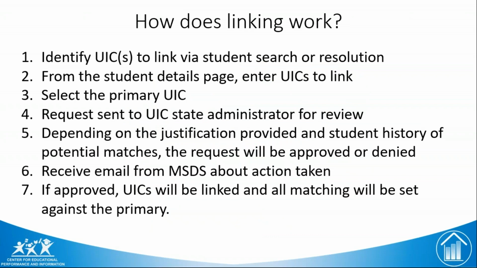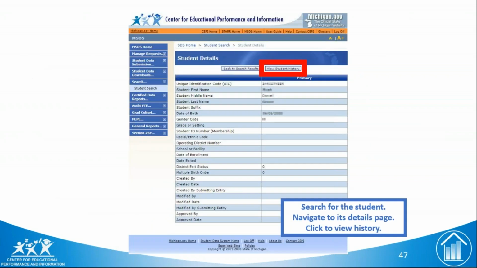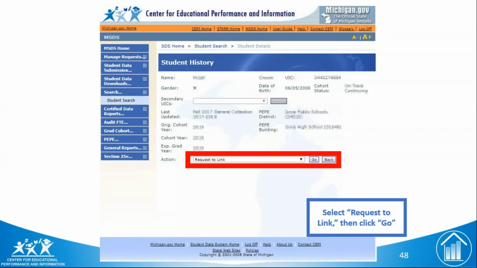So I list out the steps here. I'm just going to give you the screenshot level of how that goes. You can reference this slide from your office if you need to. You will go to the student details page. You can search for a student from student search, or you can open up their details from the resolution page, and that will open up the student history page. From that action dropdown, you can request to link.